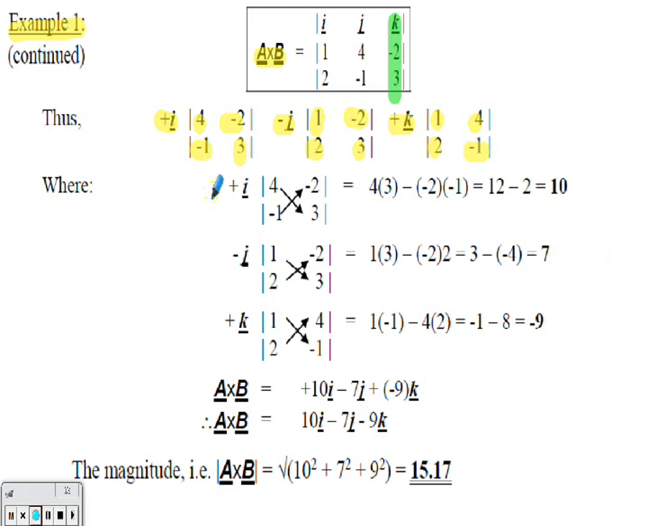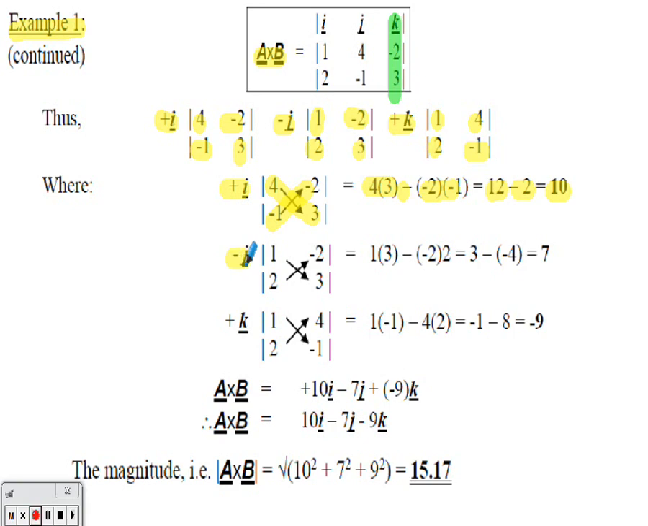So evaluating the individual determinants, for the plus i, we've got 4 times 3, take away minus 1 times minus 2. So be careful of the directed numbers here. There's the 4 times 3, take away, and then the minus 2 times the minus 1 will be a plus 2 there. So we'll end up with 12 take away 2 equals 10 in the i. Just be careful of directed numbers. Very easy to make a mistake with the negative signs.